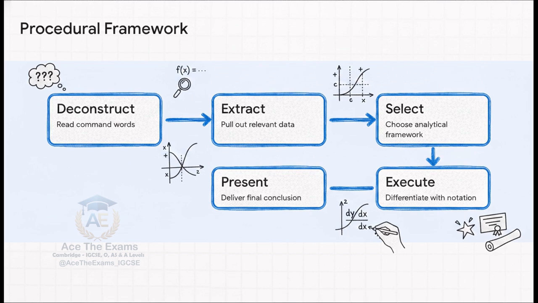Step 3 is select. Choose your analytical framework. Are you using the first derivative test by checking signs on either side, or are you using the second derivative test? Step 4 is execute. Perform the differentiation with crystal clear notation. Please use dy/dx. Do not just leave floating equal signs all over the page. And finally, step 5 is present. Deliver your final conclusion using the correct terminology, exactly like we practiced with the PEEL method. Clear notation and precise terminology are your absolute best shields against dropped marks.